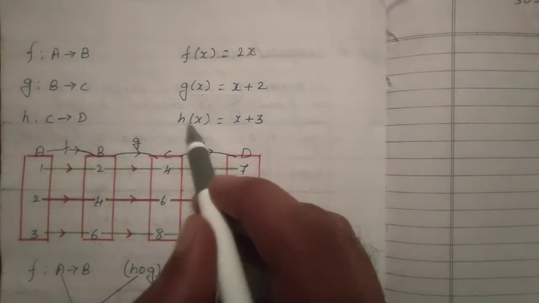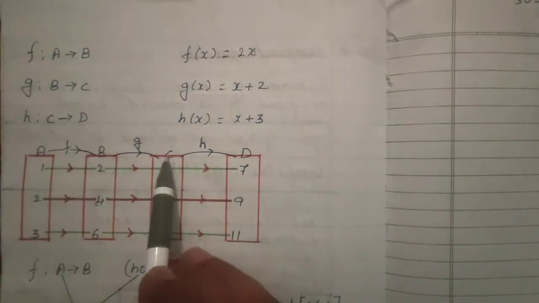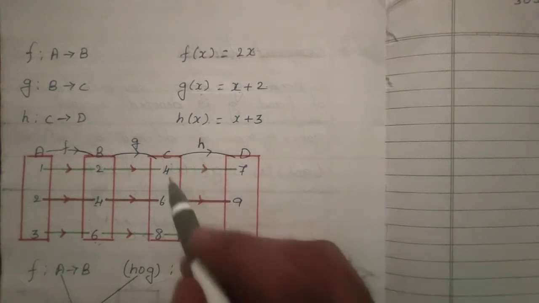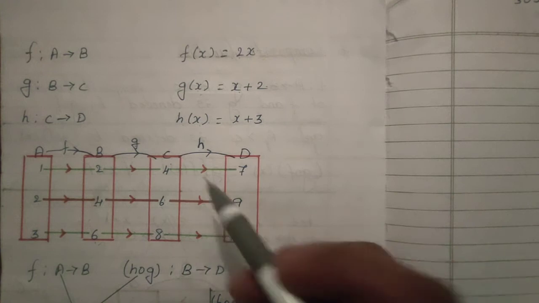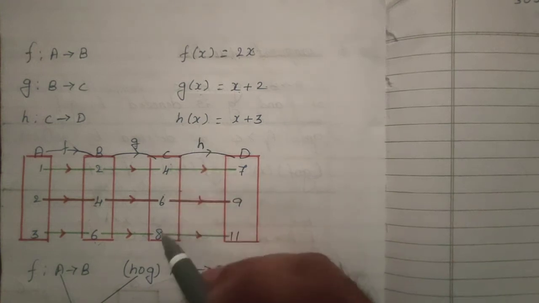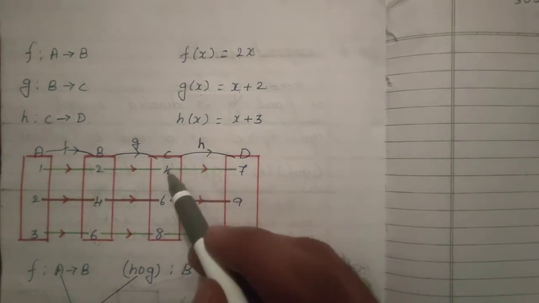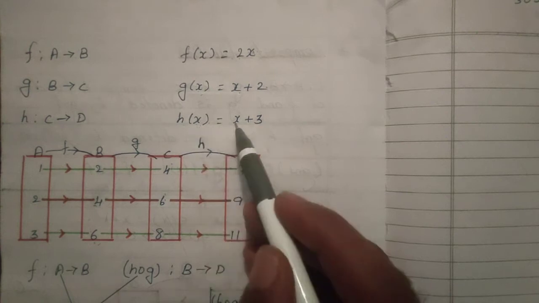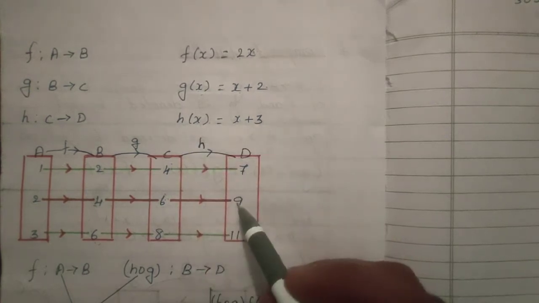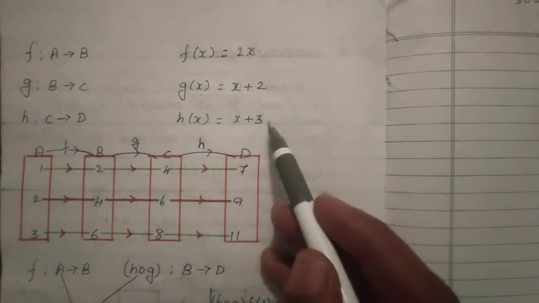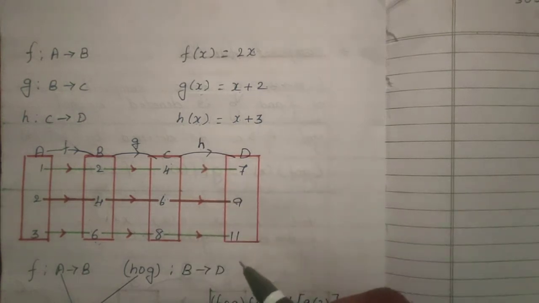Now the h function from C to D. From C to D, that is the h function, which means the output of g will be the input of h. Now let's input these to the h function. When I substitute 4, 4 plus 3, 7. If I substitute 6, it will become 9. 8, 11.